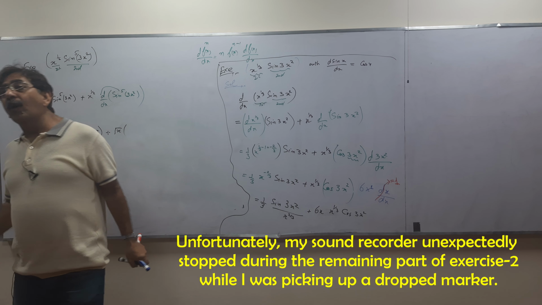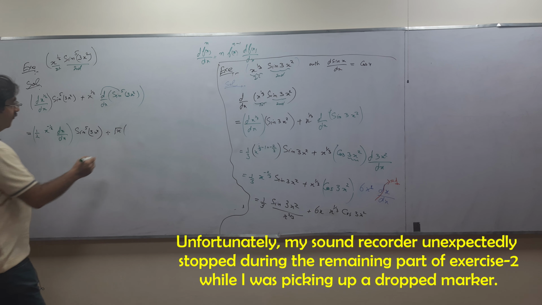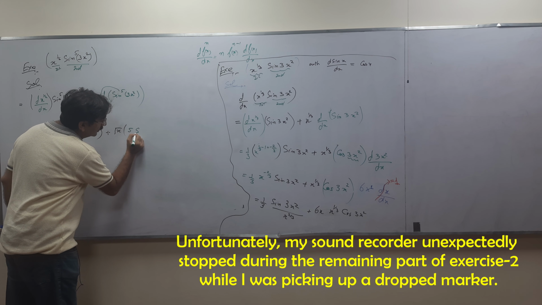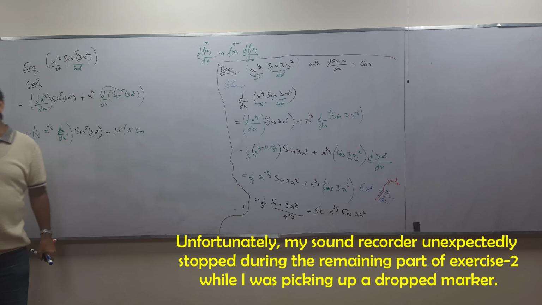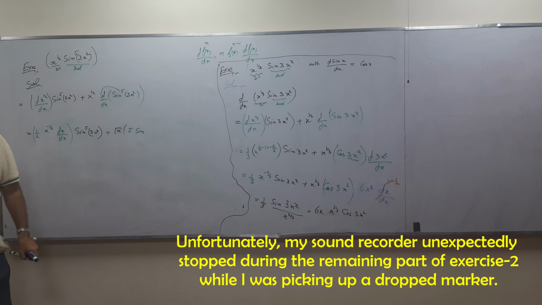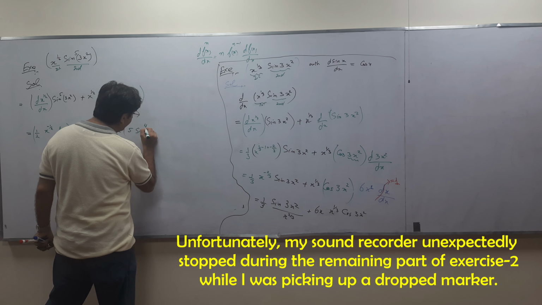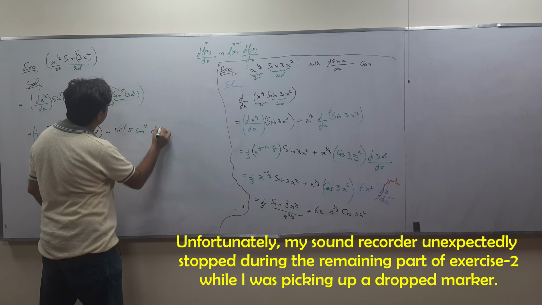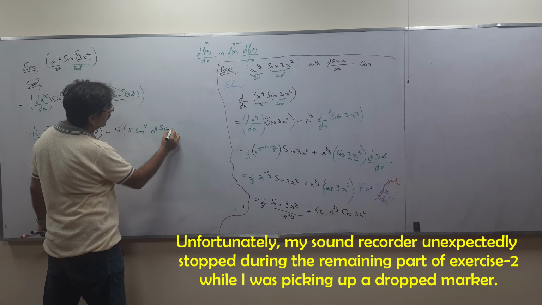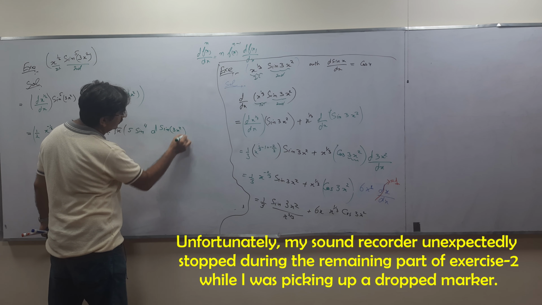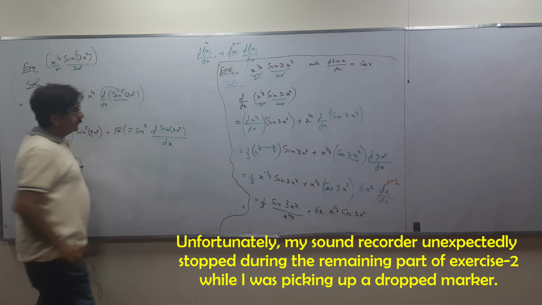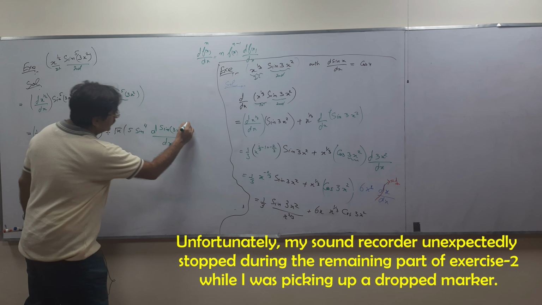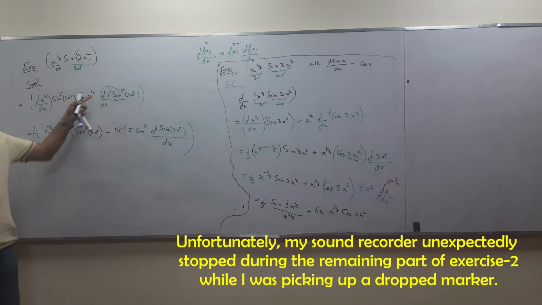Okay. So 5 will be shifted. What will be the power of sine? 5 minus 1, 4. Now the derivative of sine 3x squared. Okay, now the power has been shifted.